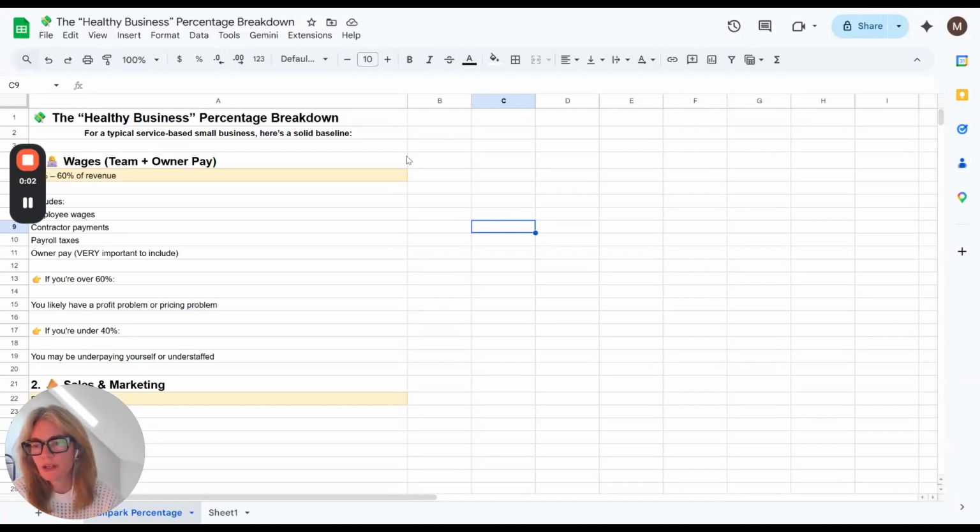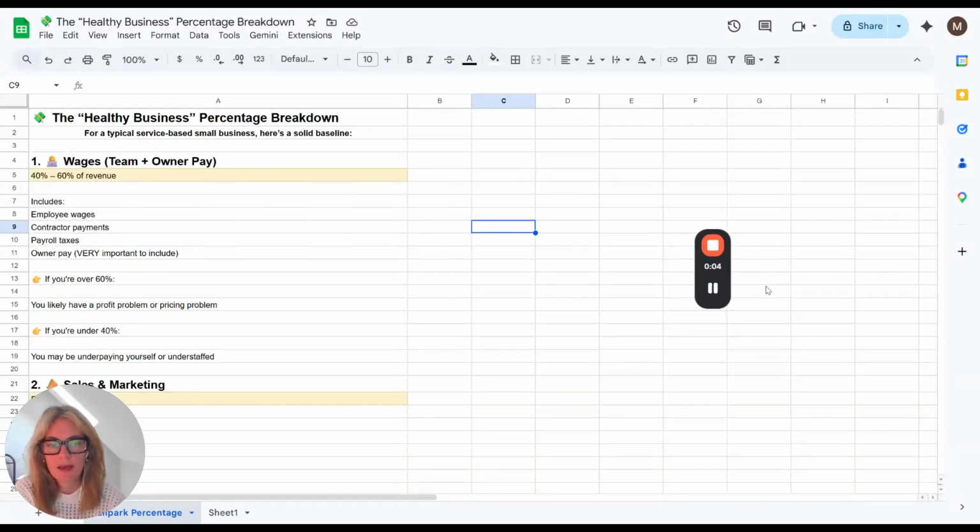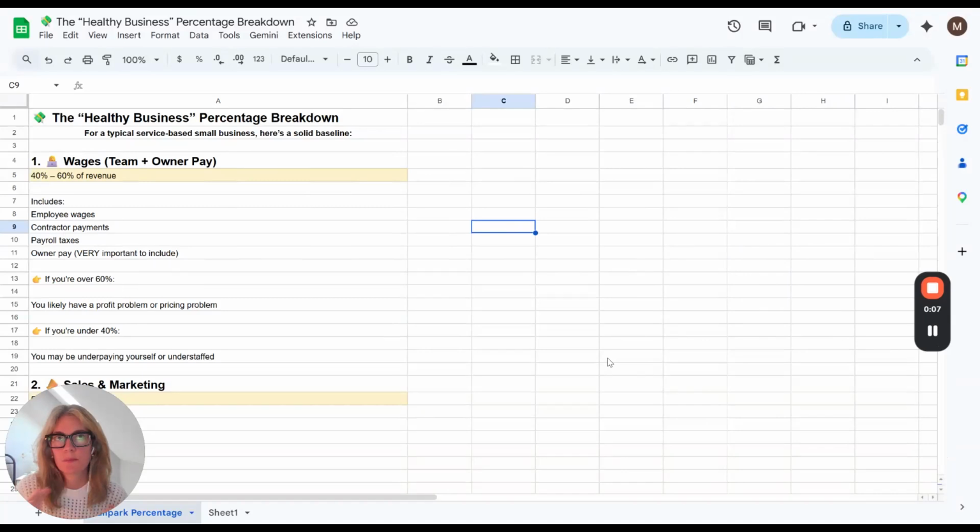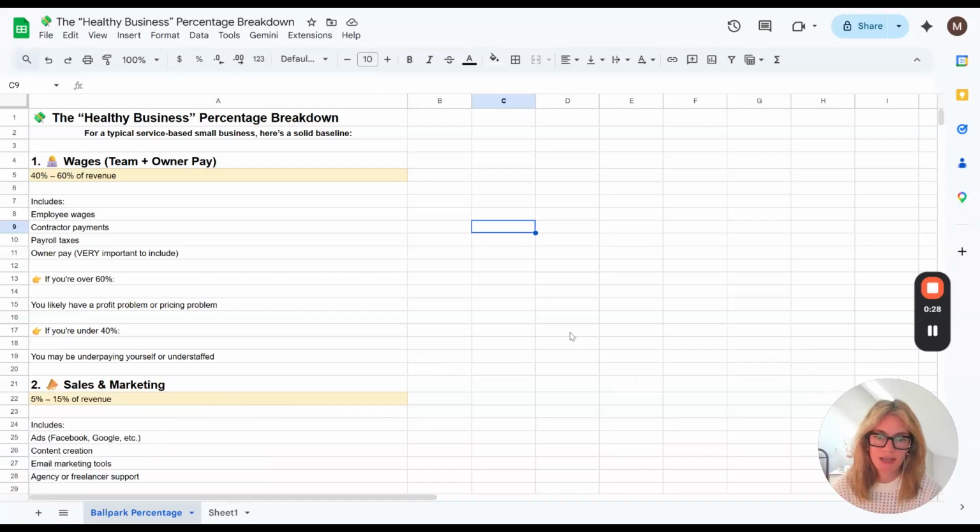So I get this question a lot from my clients about what they should be paying per month on certain costs, like overhead costs, software costs, wages for their marketing costs. They always want to know, like, am I spending too much? Am I spending too little? Or they just have no idea. So I wanted to create sort of like a cheat sheet guide to really help to answer that question.